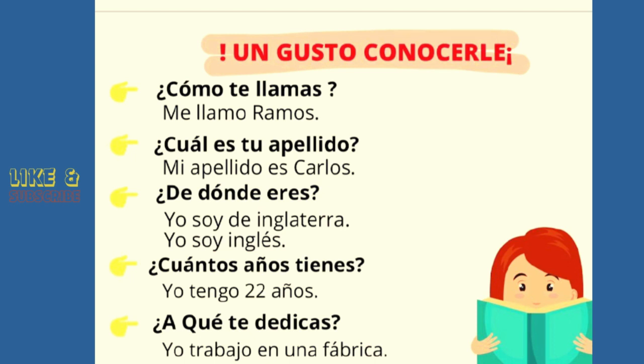In Spanish, sometimes we can't translate each and every word to English, because if we go for this pattern, we can't reach a proper meaning. Some phrases and some words we have to understand with our heart. So here, un gusto conocerle means a pleasure to meet you or nice to meet you. Clear? Okay, so in the first question he is asking ¿Cómo te llamas?